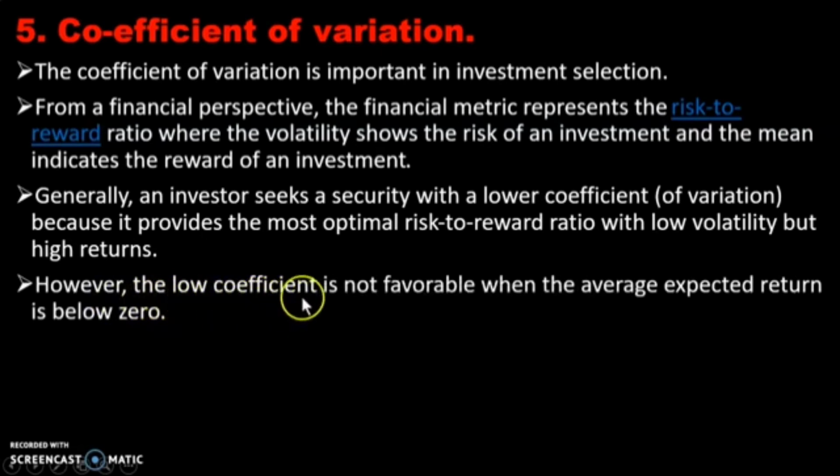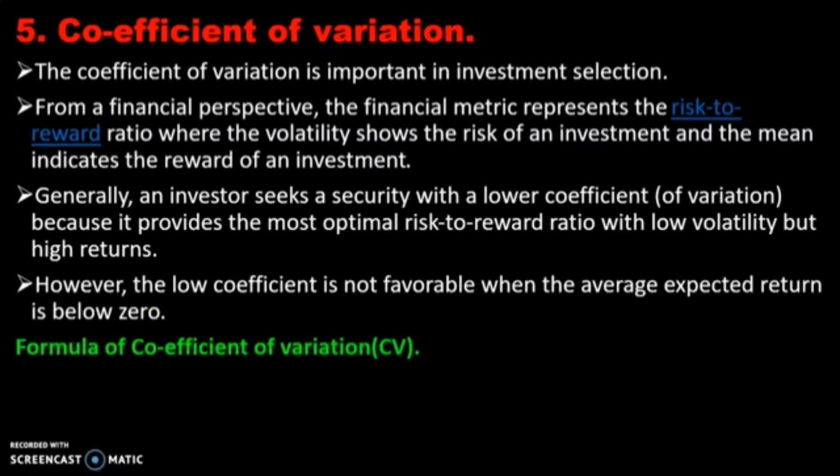However, a low coefficient is not favorable when the average expected return is below zero. Dear students, by using the coefficient of variation, we can compare risk and return. The formula of coefficient of variation equals sigma divided by R bar. That means standard deviation divided by expected rate of return.